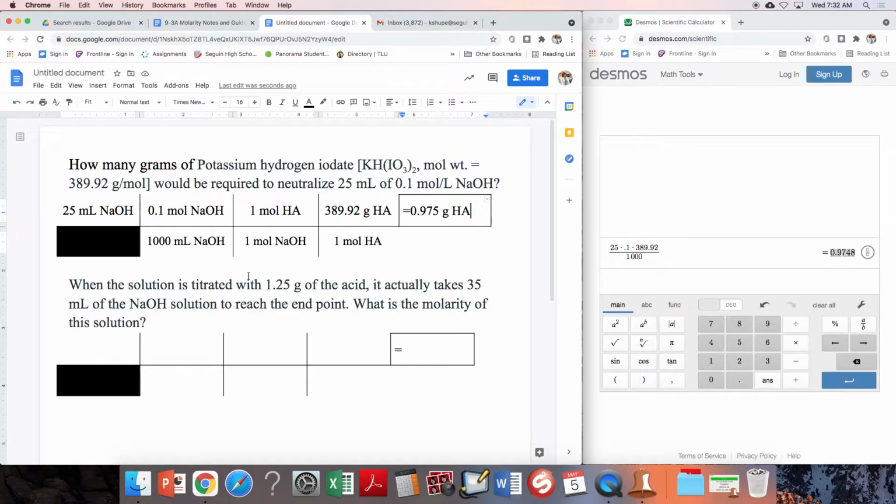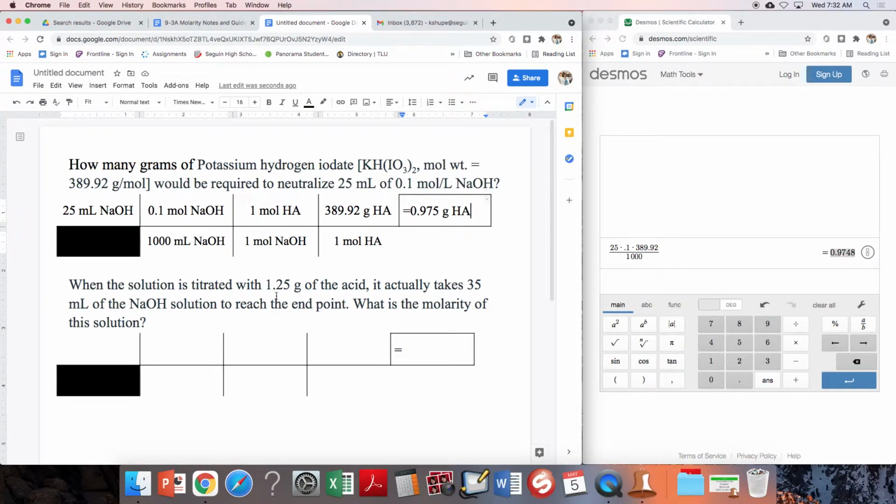When I titrate my sodium hydroxide solution with 1.25 grams of the acid, because apparently I weighed a little too much, it actually takes 35 milliliters of the sodium hydroxide solution to reach the endpoint. What is the molarity of this solution? And this is a lot of times what you're trying to do with a titration. You're trying to figure out what your molarity is. And these nice solid acids are a good way to do that.